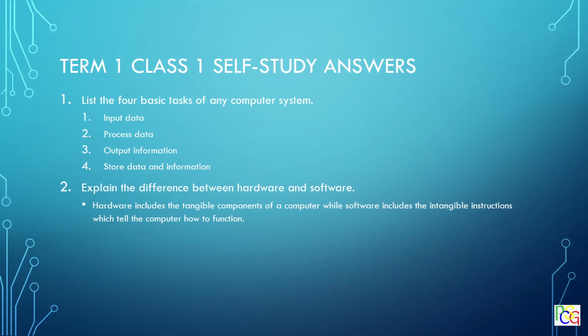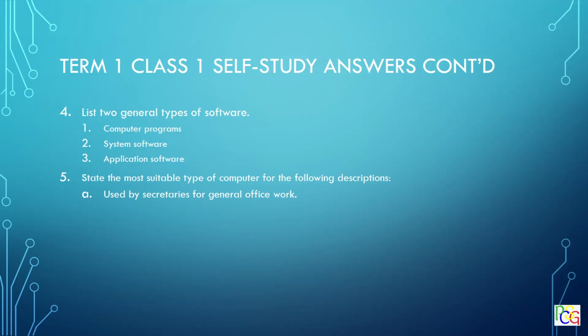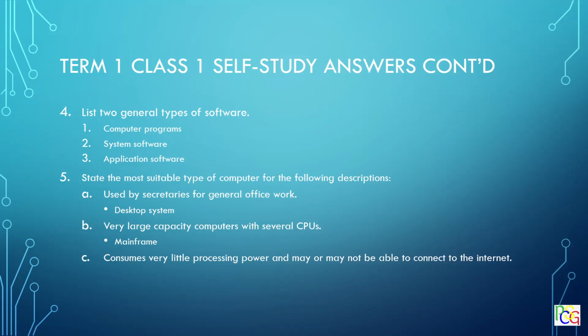List two general types of software. You can choose any two of these: computer programs, system software, or application software. Then state the most suitable type of computer for the following descriptions. Used by secretaries for general office work: these would be desktop systems. Very large capacity computers with several CPUs would be mainframe. And one that consumes very little processing power and may or may not be able to connect to the internet: these are embedded systems.